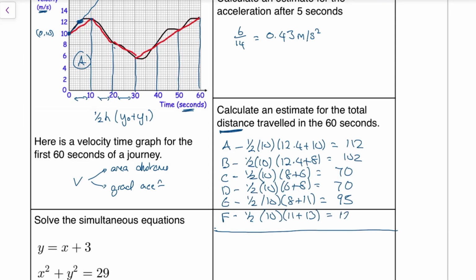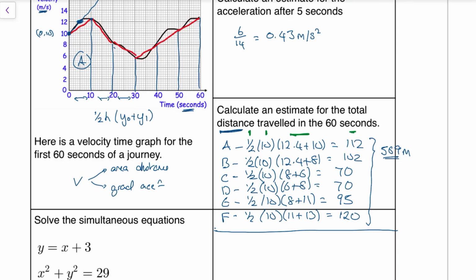And this last one equals 120. Now, just to be clear, what I've done, because I sort of skipped through that, is half times the height times the y value at the start and end of each trapezium. Then I've worked out the value and I add all of these up and I get 569. Go back, it's in meters, so therefore it's going to be 569 meters.